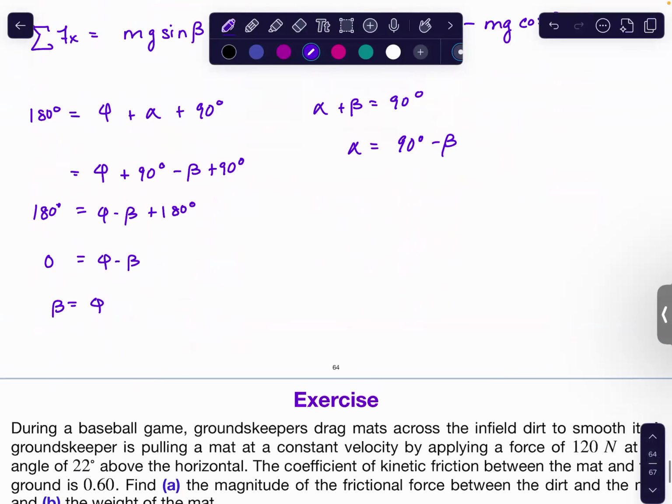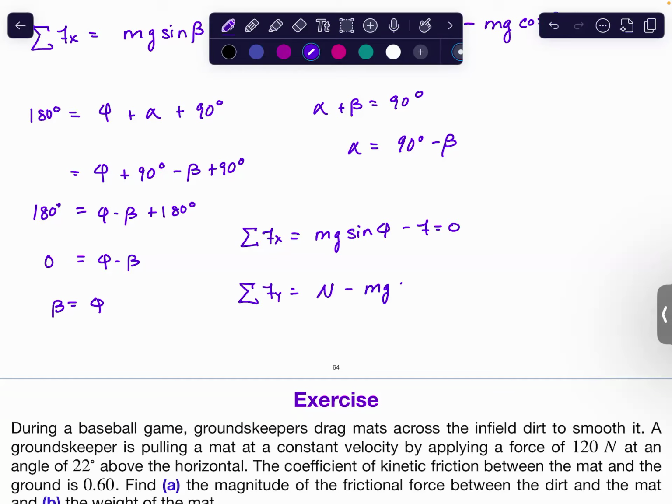So we can end up with, let's see, our x components: mg sine of phi minus f equals 0. Our y forces: normal force minus mg cosine of phi also equals 0. So again, we can relate these to almost any angle that we see there on the slope.